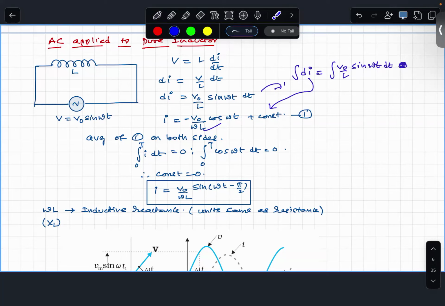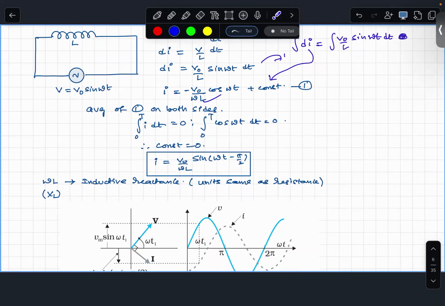What I will do is take the average of equation 1 on both sides. Nothing wrong in doing that. When I am taking the average, you may ask me what time interval I would like to take the average over. Yes, I would like to take the average for one full cycle.